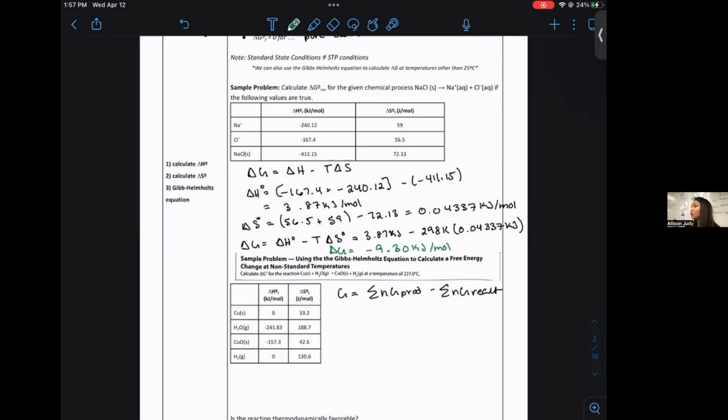So you ended up putting two things together. You put together your overall enthalpy, your overall entropy equations based on products minus reactants, and then you had to put those values into your Gibbs-Helmholtz equation.